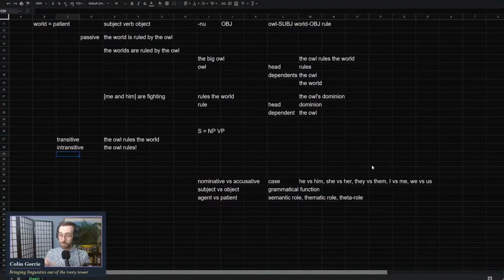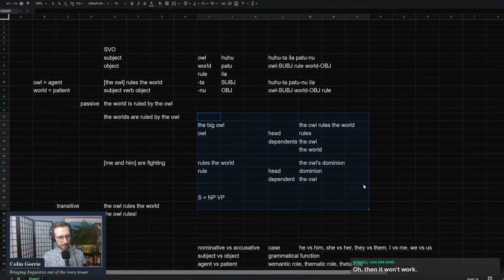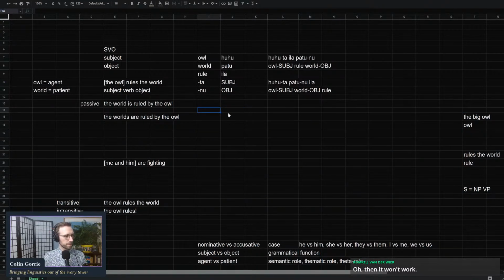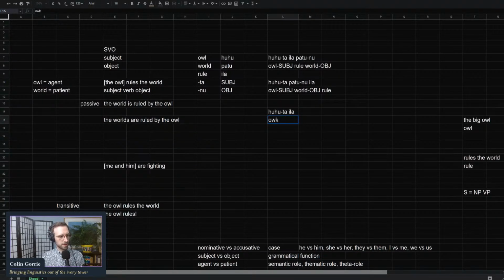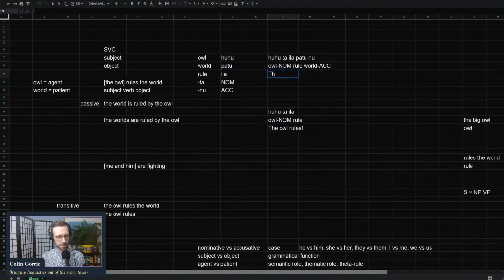Okay. So why do I bring this up? Well, let's look at our little toy language here. I'm going to try and clear out some of this stuff. So we have the owl rules the world, transitive. We could also just say the owl rules in general. So that would look maybe something like huhuta ila, owl. And now we're more sophisticated. We're going to say nominative instead of subject case. Let's change all of this. Accusative, nominative, accusative. Okay. So the owl rules. Whereas these mean the owl rules the world. Okay. Super.